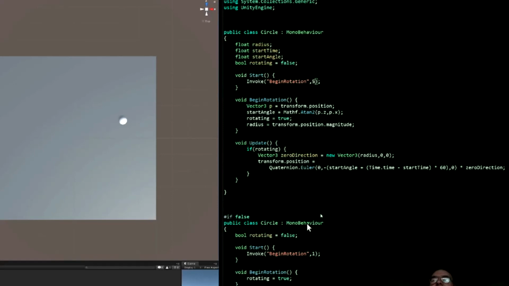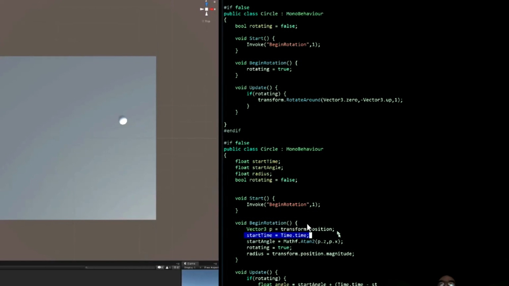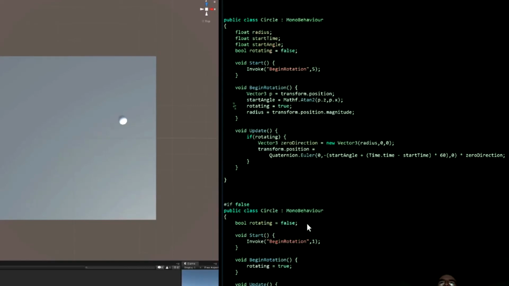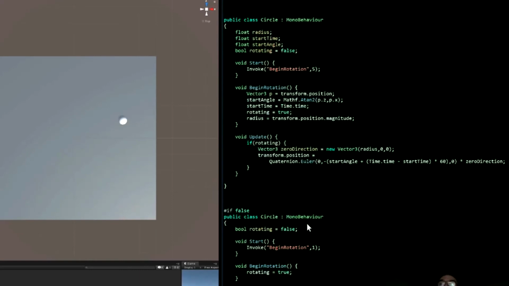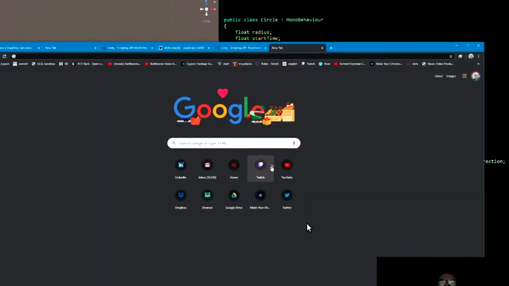Begin the rotation after 5 seconds. Yeah, it's not. Oh, because I've not set the start time. Yeah. There we go. We set the start time.